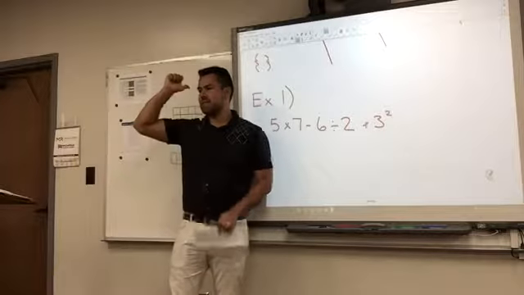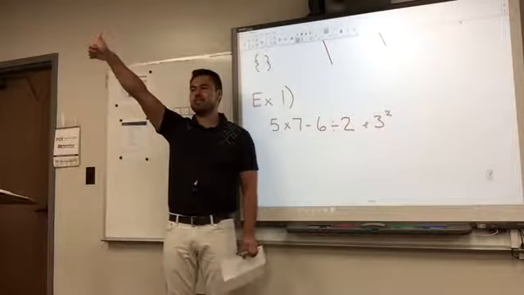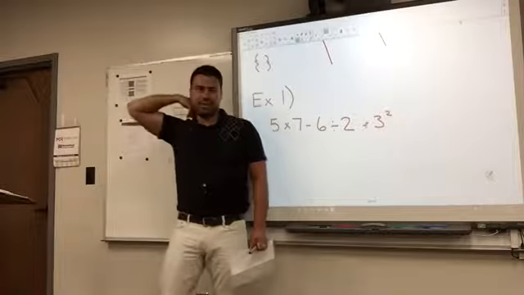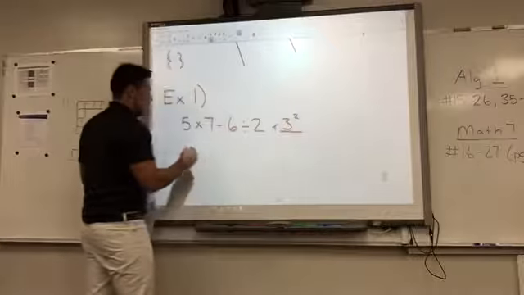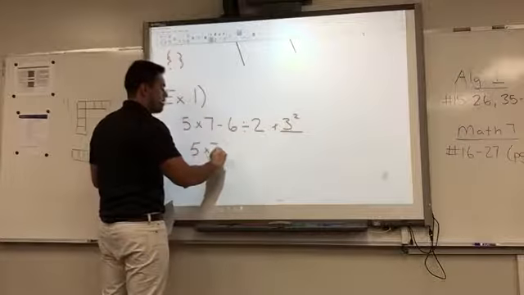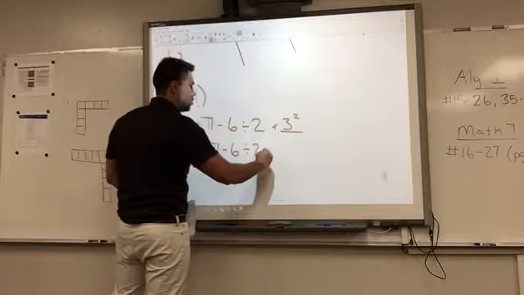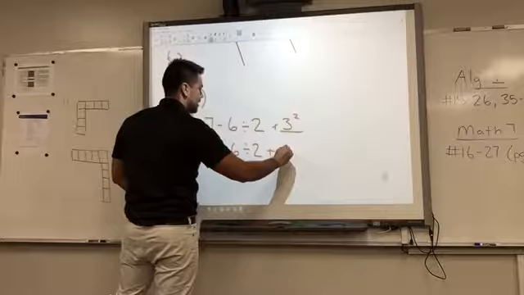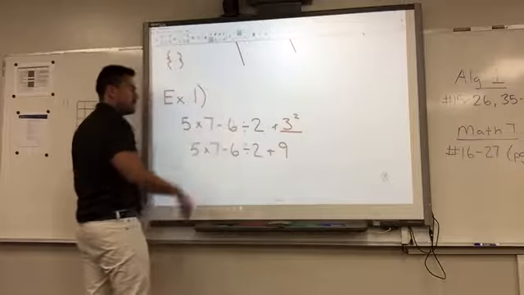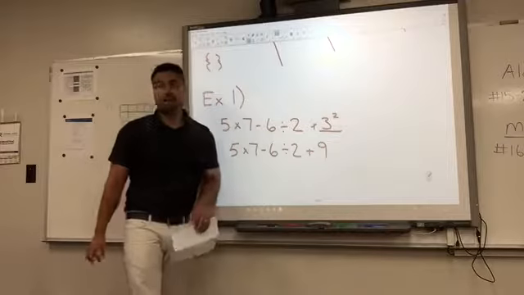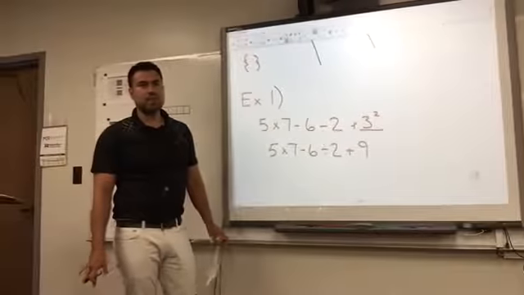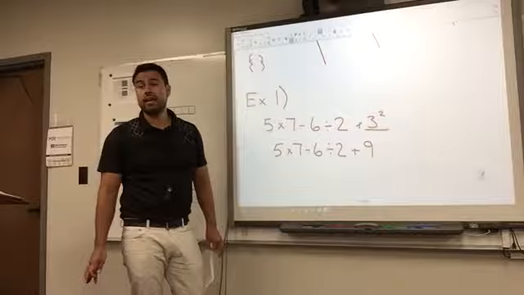Okay, first step, parentheses. Are there any parentheses? No, move on. Exponents, any? Yes, we have it here at the end. So we have 5 times 7 minus 6 divided by 2 plus 9. Remember, 3 squared means 9. 3 times 3.